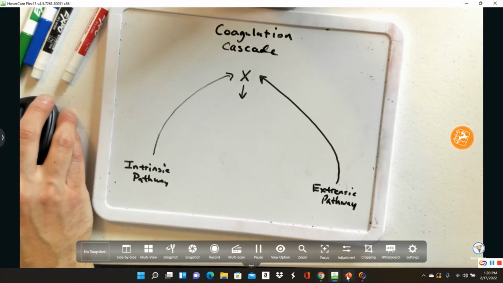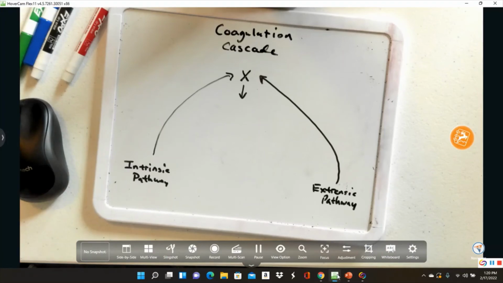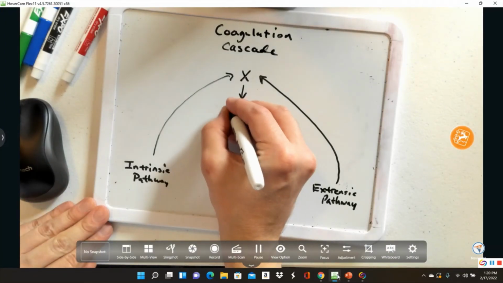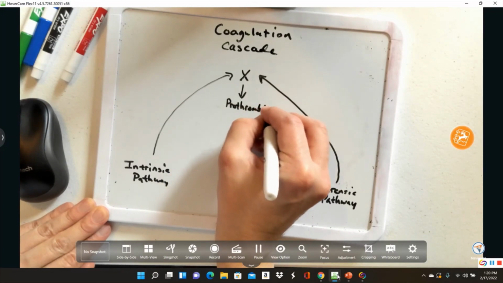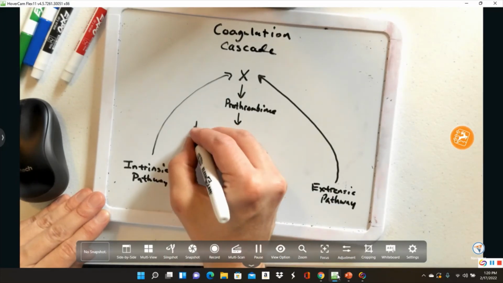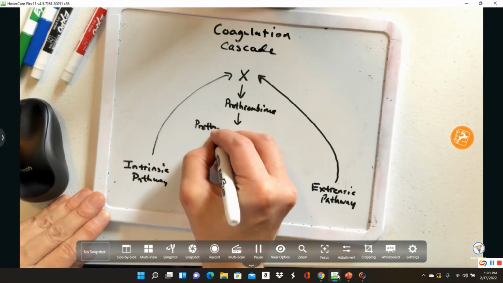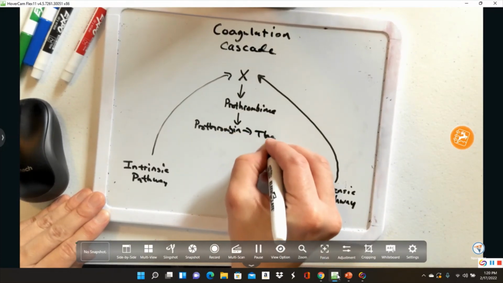Factor X is activated by the two pathways, and this activates an enzyme called prothrombinase. Prothrombinase. We know it's an enzyme. So factor X activates prothrombinase. Now, prothrombinase is going to basically take prothrombin and convert it to thrombin.